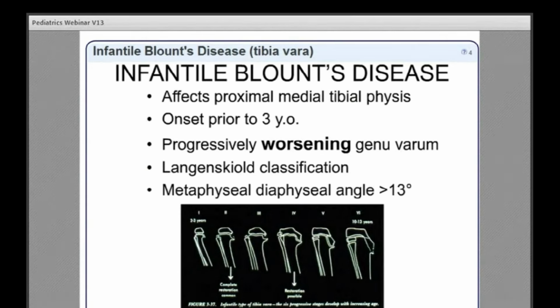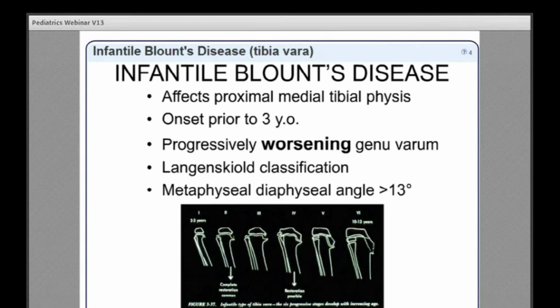By Langenskiöld's criteria, type 1 are those children who are very early in the process and may have just some medial beaking without a true step off of the metaphysis. Type 2 shows a step off of the metaphysis. Type 3 starts to show some ossification and drooping down of the epiphysis. Types 4, 5, and 6 are showing progressive deformity and bar formation of the proximal medial tibia.